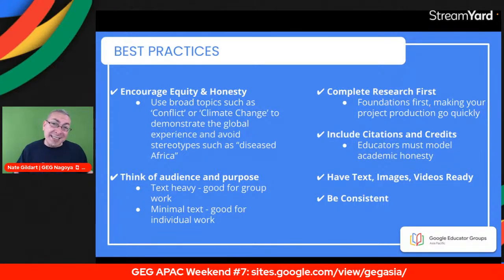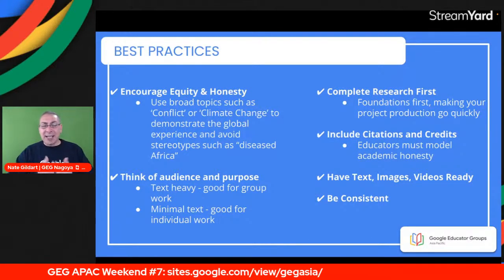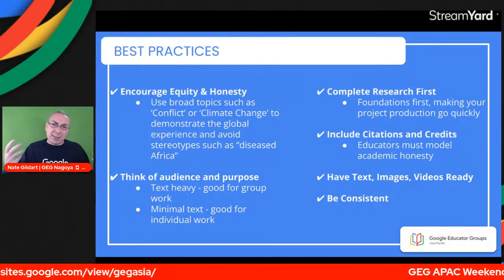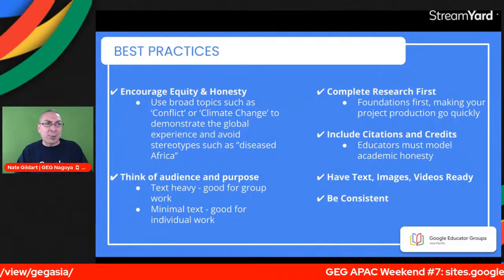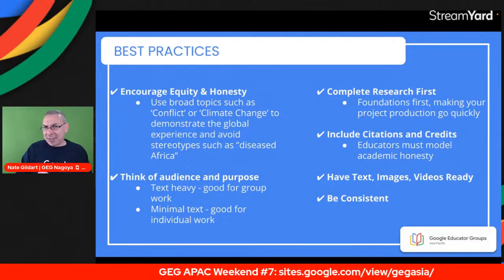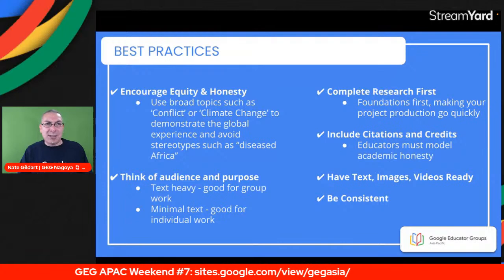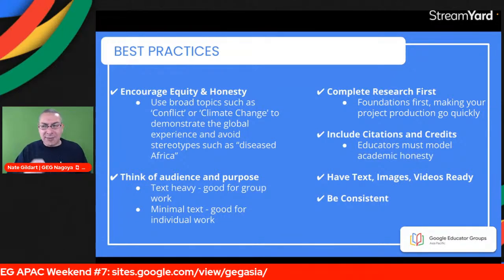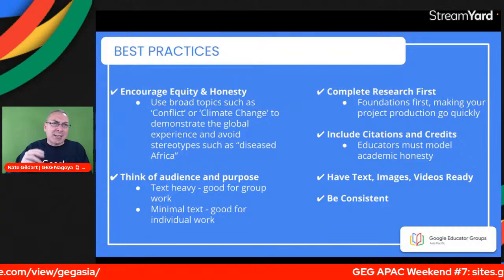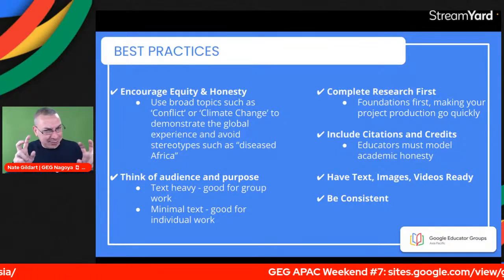Thinking about our audience, if we as teachers and even students are creating something, we have to think about our audience. When I make something for students in grade nine, it's a little less text heavy. The visuals and the videos are more to their age. If I'm making something for people in grade 12, it's a little bit different, definitely more grave, so to speak.